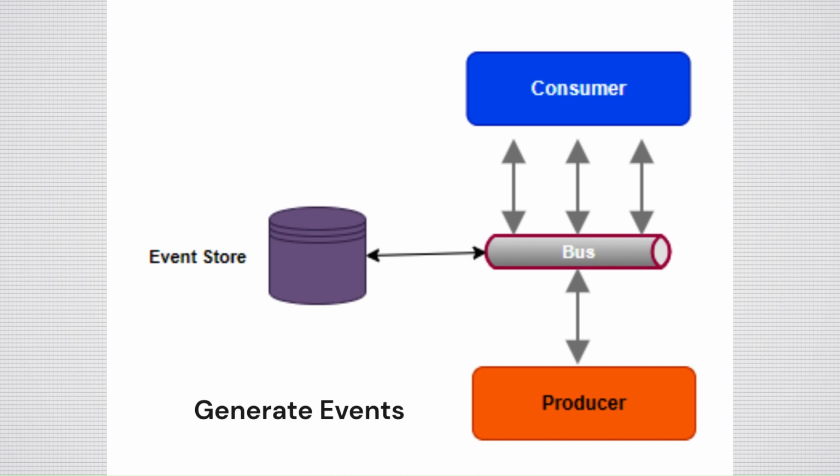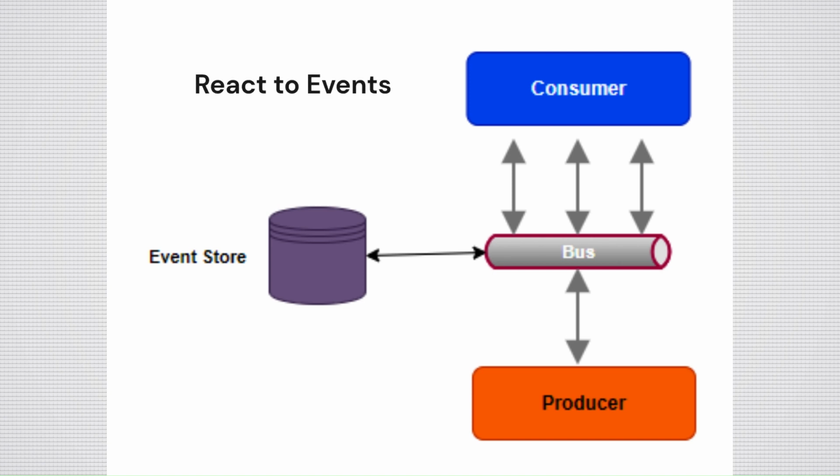Event producers are the entities responsible for generating events based on changes or triggers within the system. Event consumers are the components designed to react to specific events by initiating predefined actions or processes. Event bus is the communication channel that facilitates the flow of events between producers and the consumers. It acts as a mediator, ensuring seamless event distribution.